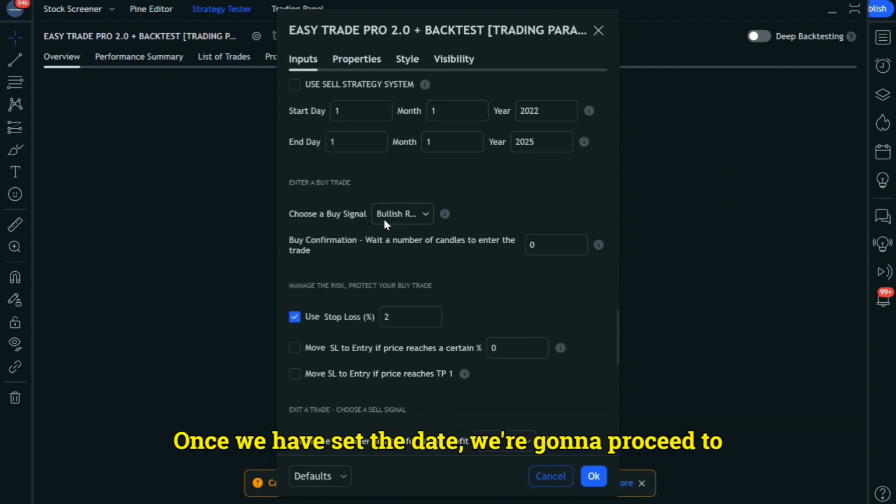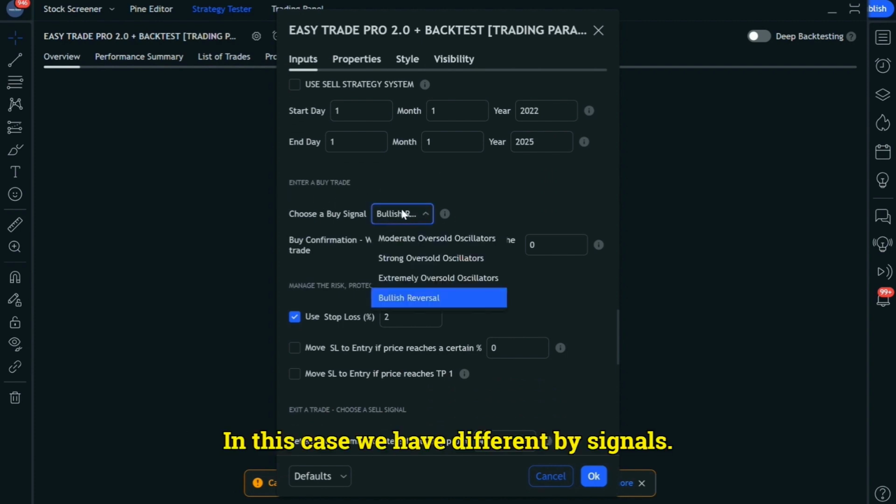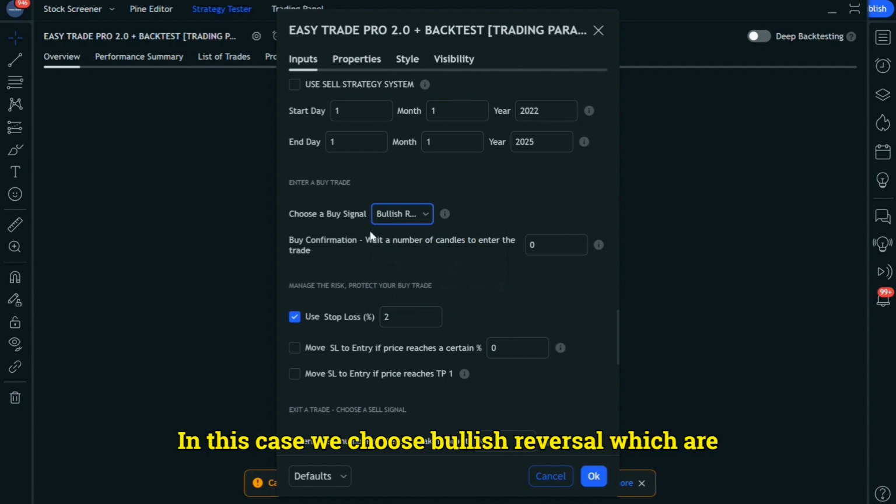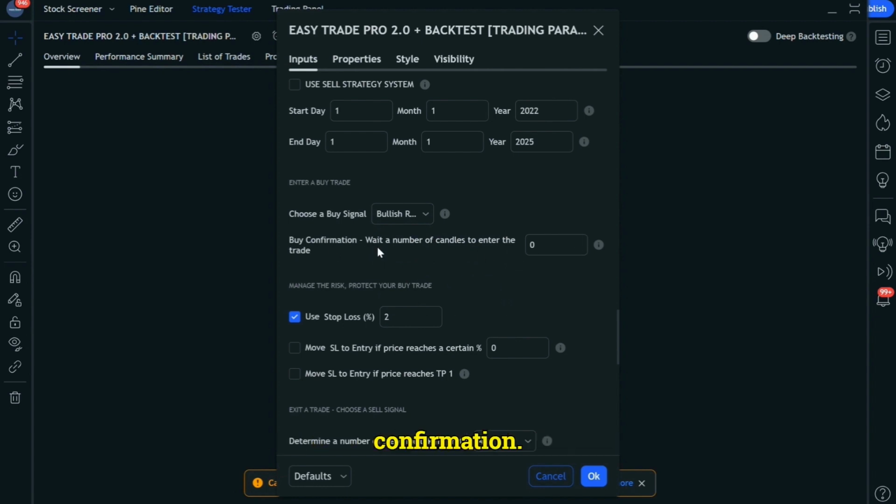Once we have set the date, we're going to proceed to enter a buy trade. In this case, we have different buy signals. We choose bullish reversal, which are basically the blue candles. Here we can also decide what is called the confirmation.